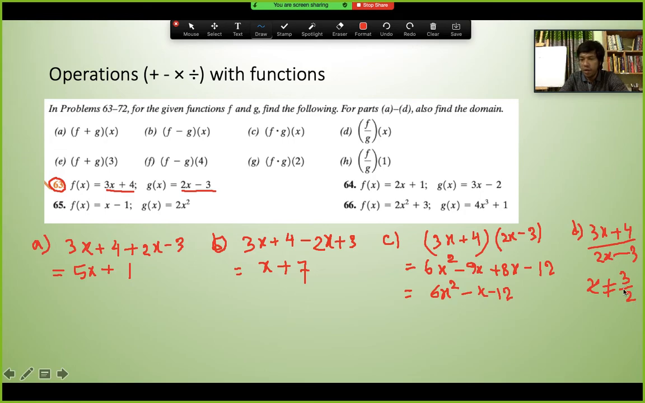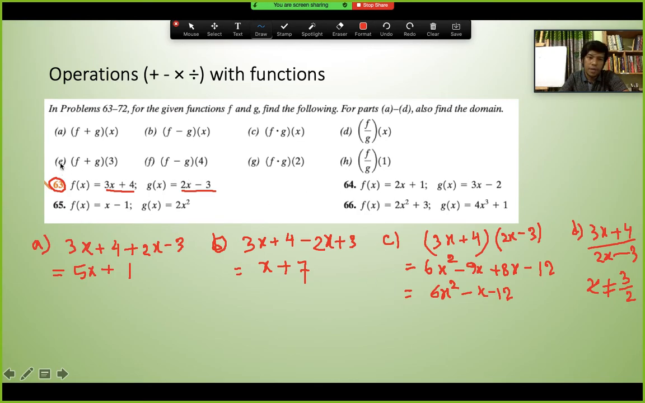Once again I repeat, how do we get this 3 by 2? You suppose twice x minus 3 equals 0. Then twice x equals 3. Then x equals 3 by 2. That means for D number, the domain is all real numbers other than 3 by 2. But for A, B, C, all of them, it is all real numbers.